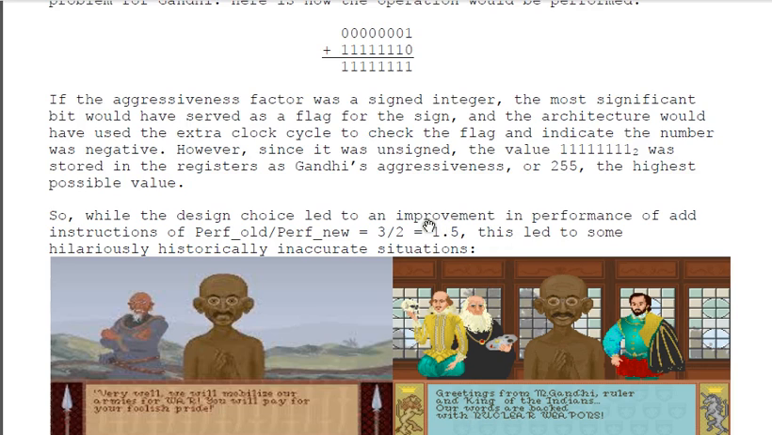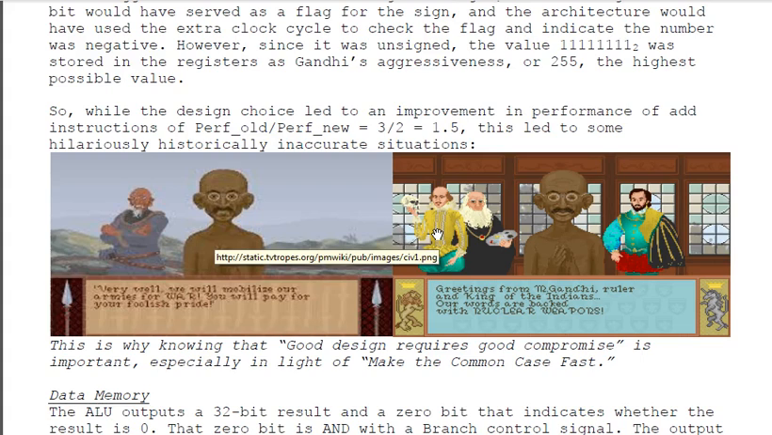So even though their improvement in performance in addition and subtraction problems was performance old over performance new, 3/2 equals 1.5, they're like, oh, we're getting this improvement in performance. Unfortunately, it caused some hilariously bad results. Anybody who knows basic history knows Gandhi would not have condoned the use of war or nuclear weapons, but the video game did because of bad code. Computer architecture: system attributes of a computer that contribute to its logical execution and are visible to the programmer.